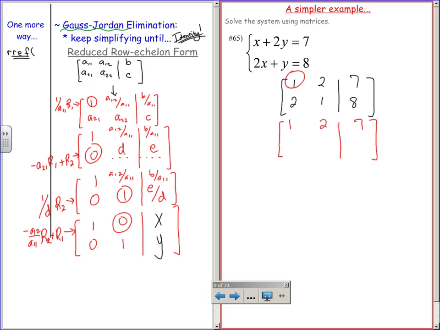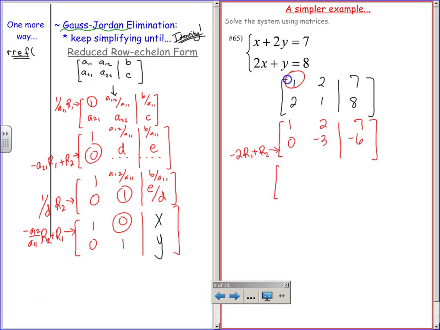But how do I get a 0? Good. Multiply R1 by the opposite. What's the opposite of 2? Make sense? Multiply the top, where the established 1 is, by the opposite of the bottom. So what's negative 2 plus 2? 0. What's negative 2 times 2, negative 4, plus 1? Negative 3. What's negative 14 plus 8? Some of my mental mathers, you're going to have fun with this.